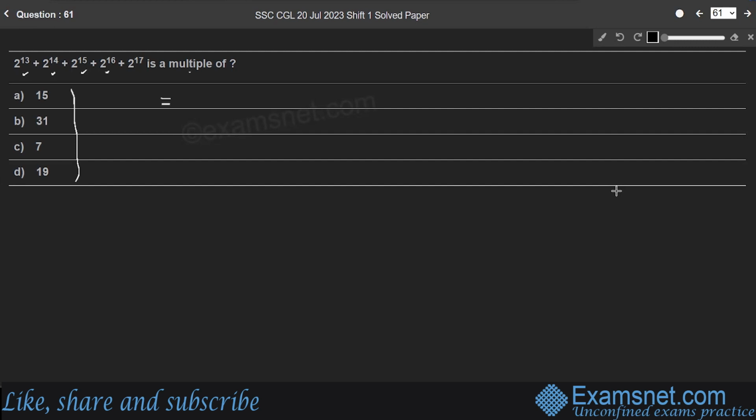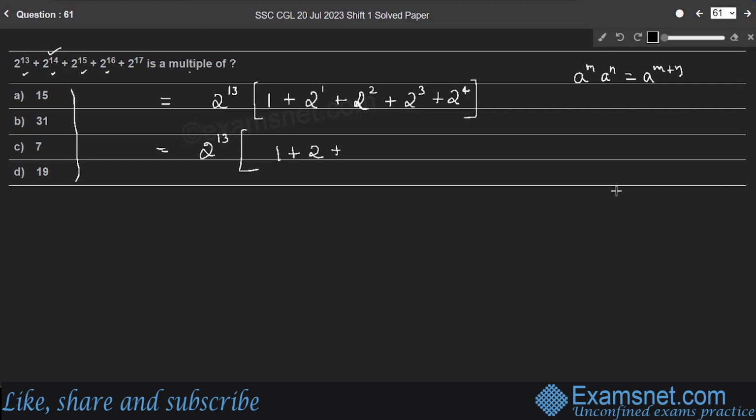Therefore, we'll write the given expression as 2 raised to 13. We'll take out 2 raised to 13 common here. So the remaining terms will be 1 plus 2 raised to 1 plus 2 raised to 2 plus 2 raised to 3 plus 2 raised to 4. Since we are using the formula a raised to m into a raised to n is a raised to m plus n, right? Therefore, here 2 raised to 13 is common. So write the values. 2 raised to 1 is 2. 2 square is 4. 2 cube is 8. So 2 raised to 4 is 16. Right?